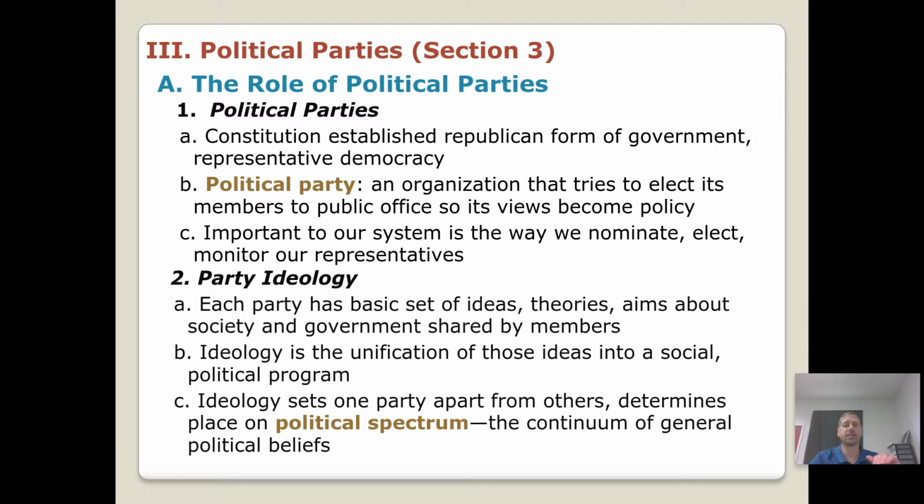Something that's similar to an interest group is a political party. And that's what we're going to be looking at today. With political parties, let's just start off with the definition. A political party is an organization that tries to elect its members to public office so its views can become policy. Republicans and Democrats, those are the two most obvious political parties. But there have been other political parties throughout history, and we'll talk about that in just a couple minutes.